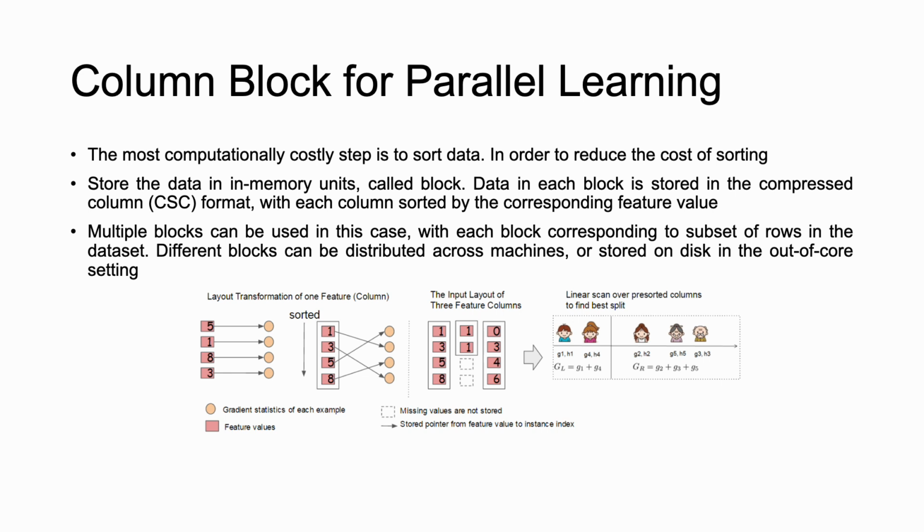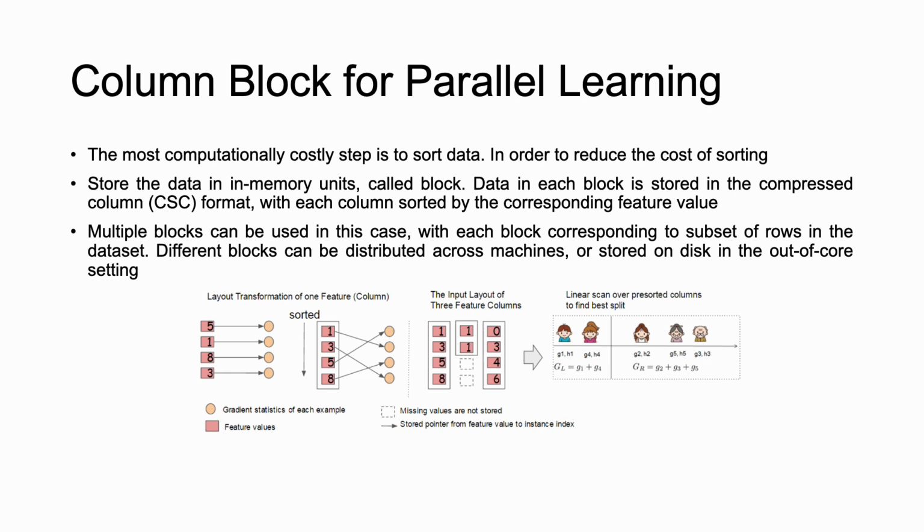Using this sorted structure, the quantile finding step becomes a linear scan over the sorted columns. It is especially valuable for local proposal algorithms, where candidates are generated frequently at each branch.